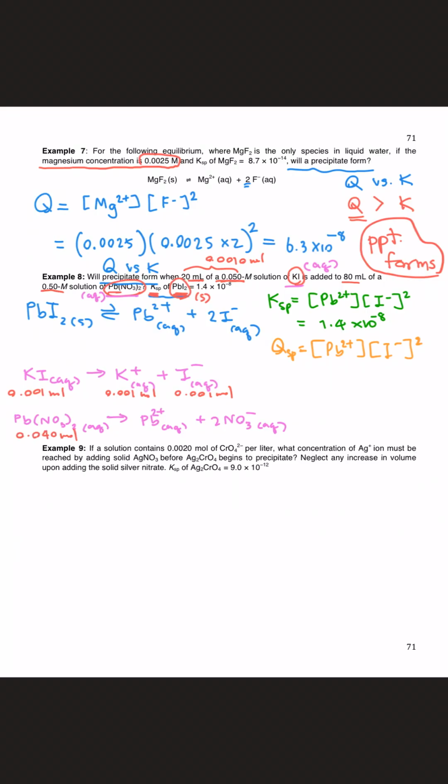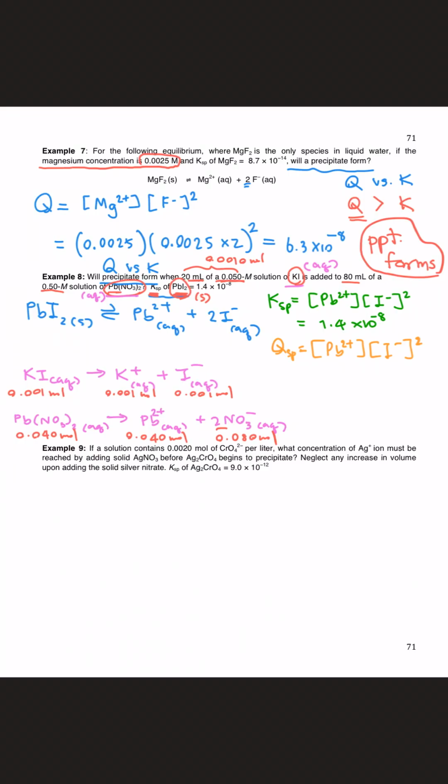And again, lead nitrate is a soluble ionic compound, therefore it's going to dissociate 100% to give off the same amount of mole of the lead ion, and it would be 2 times of the concentration for the nitrate ion. So the nitrate ion would be 0.080 mole. Note that we cannot use this mole and plug into the Q expression, because according to the Q expression, we need it in concentration. So how can we convert into concentration?